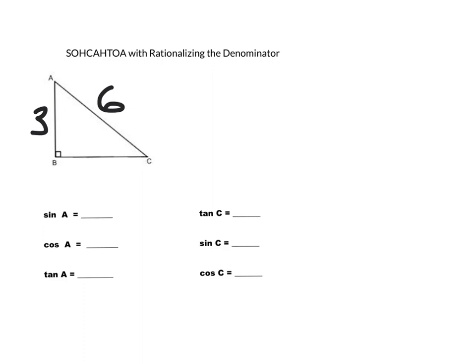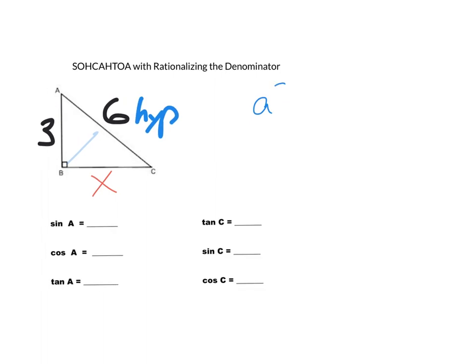So this first problem, they're telling you one of the legs of a right triangle, and they're telling you the hypotenuse of the right triangle is 6, and you're being asked to find the sine, cosine, and tangent of the two acute angles of the triangle. So the first step is going to be to determine what this missing side of the triangle is going to be. So we're going to use the Pythagorean theorem.